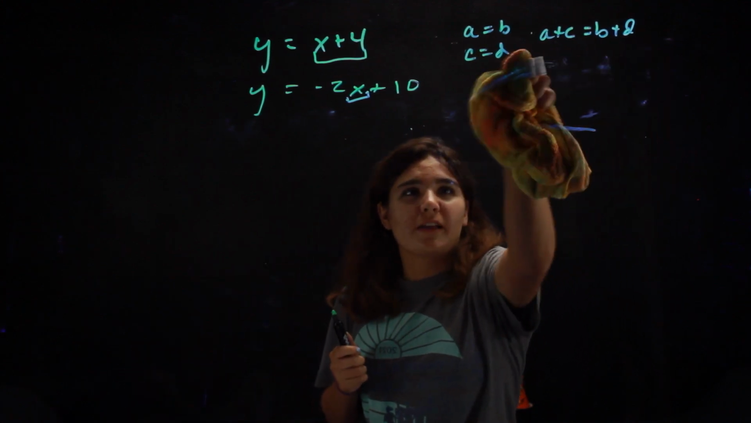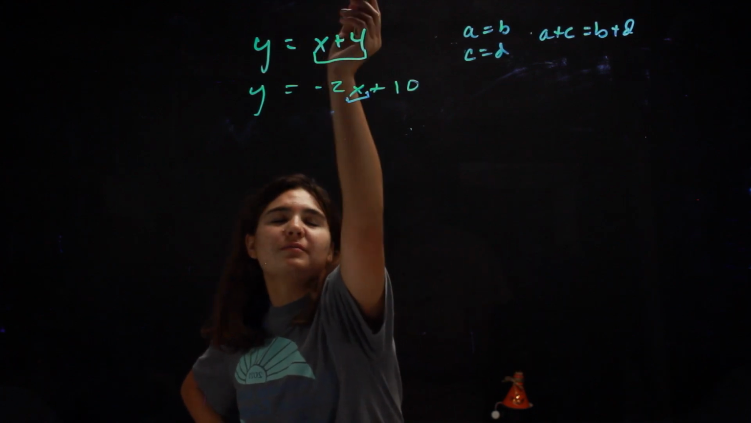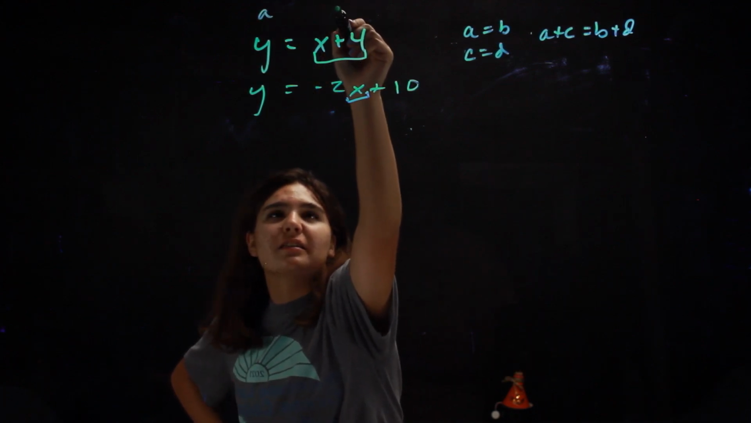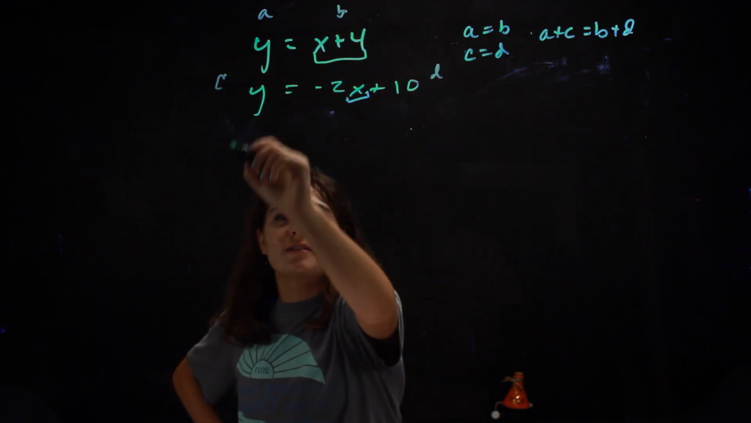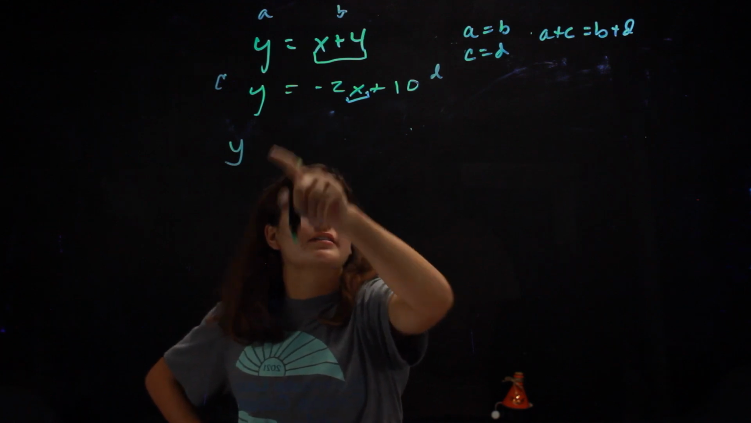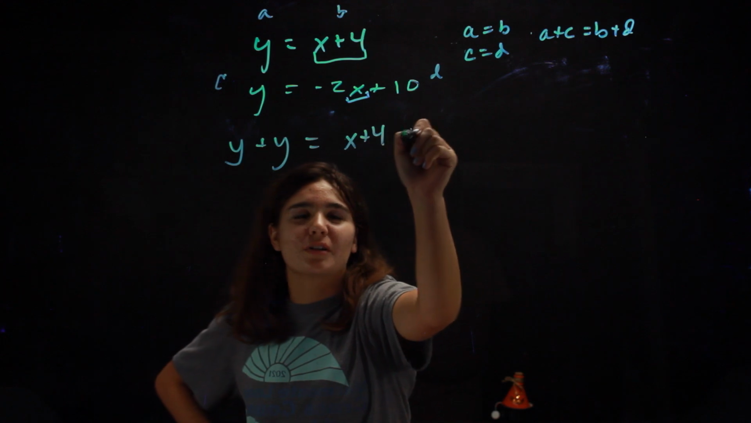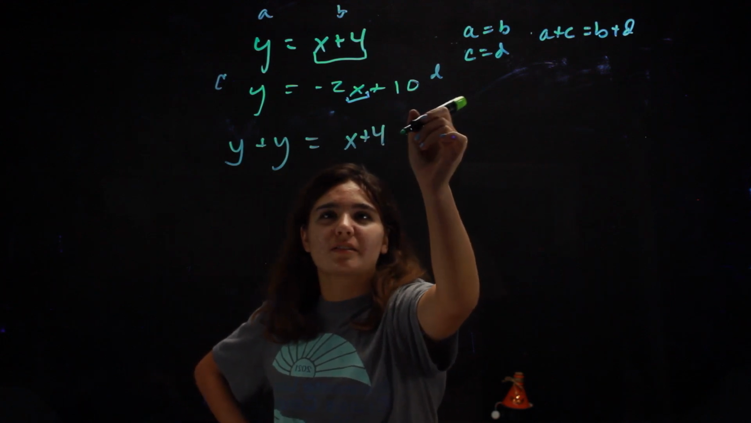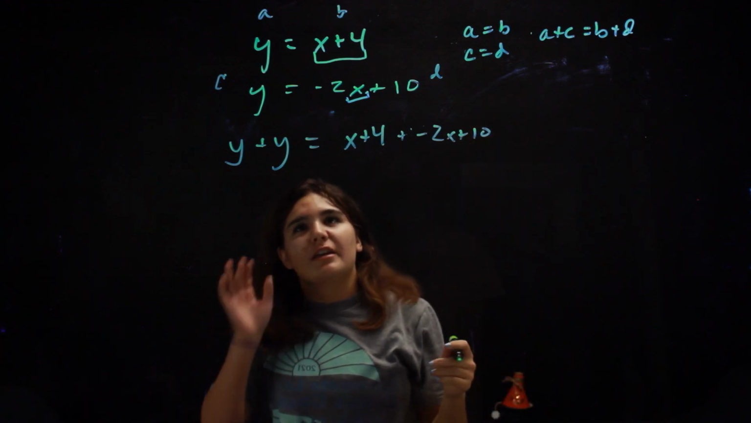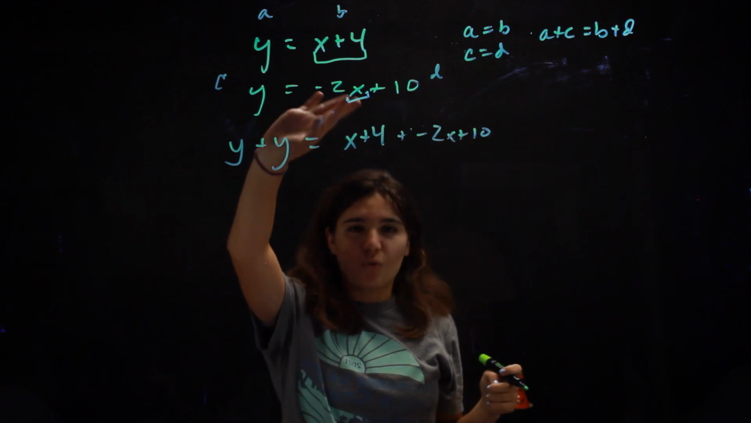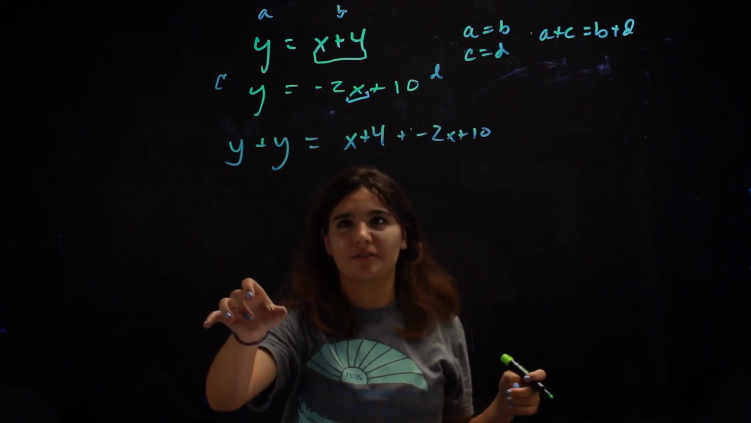So how we can apply that to this is that we can say, well, we're just making stuff up, if this is A and that's B and then this is C and D, then we can say, oh, well, A, Y, plus C, Y, is equal to x plus 4 plus negative 2x plus 10. But how does this help us? It's because we can manipulate these equations, these ones here, to get certain stuff to cancel out, right?